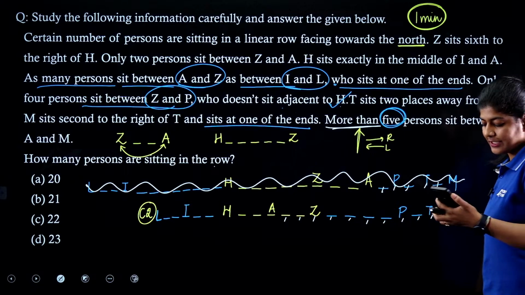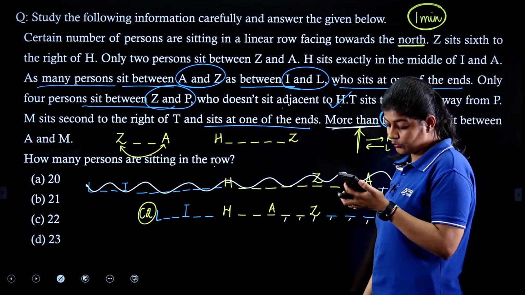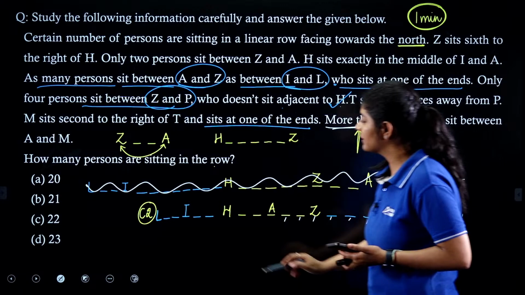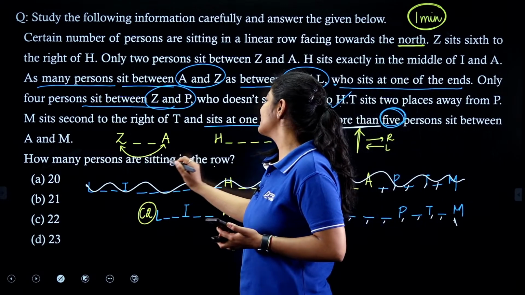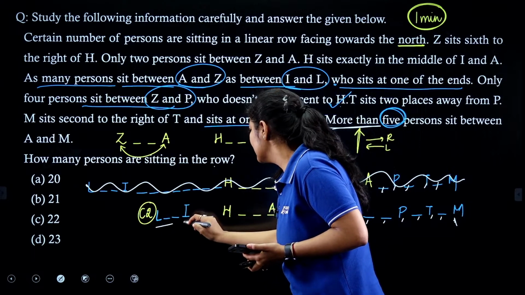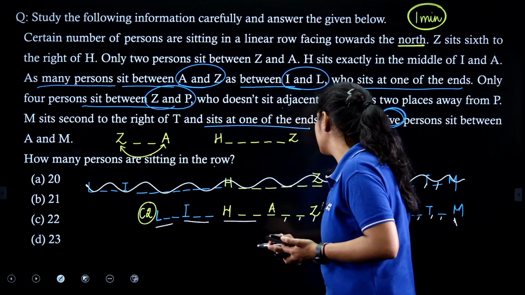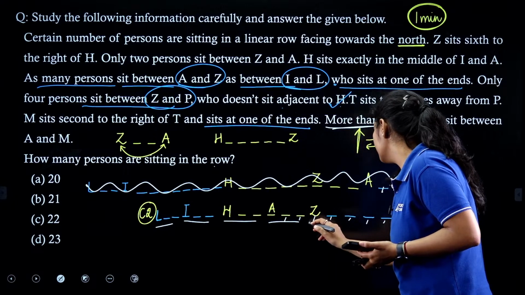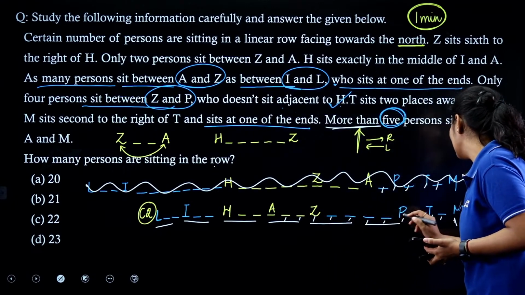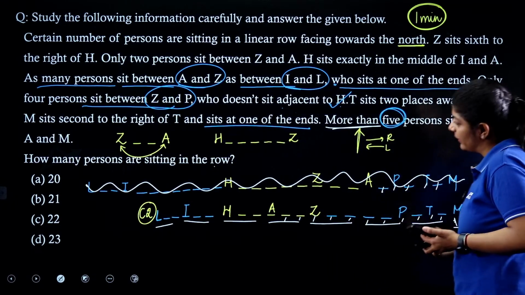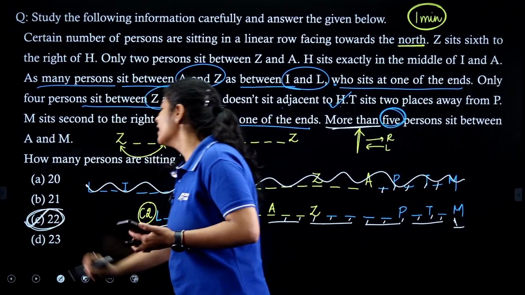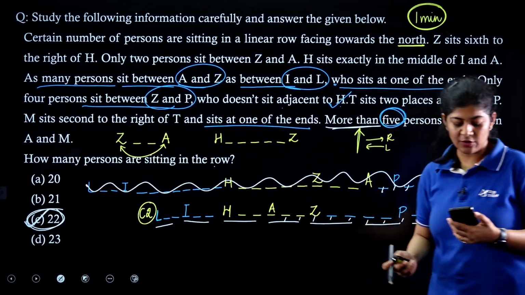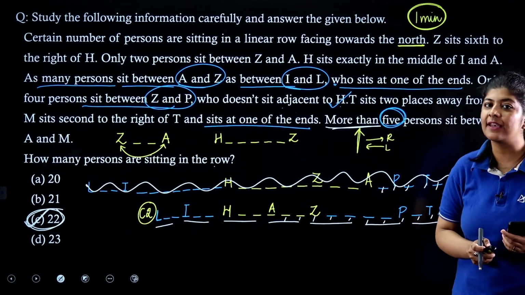Now the first question says total 22. Okay, let's see how many persons we are having. The first question is asking how many persons are sitting in the row. So 3, 6, 9, 12, 15, 18, 21 and 22. Yes, the correct answer over here is option C. Very good, Ragla. Here, how many persons are sitting in a row? 22 persons are sitting in a row.